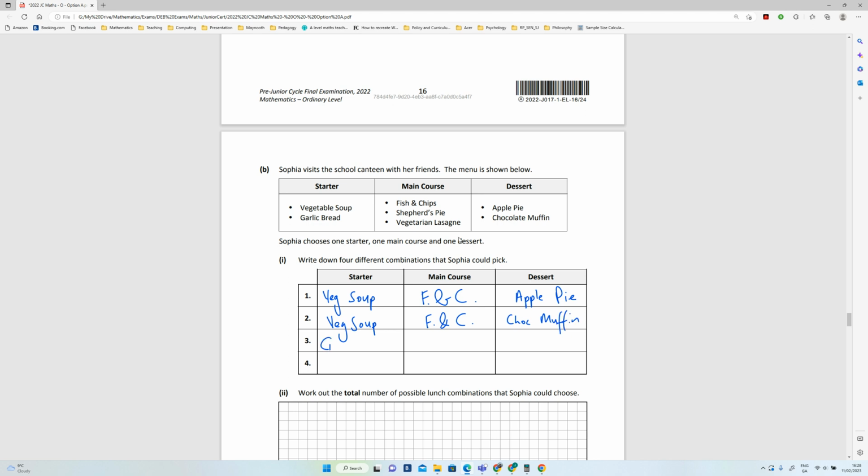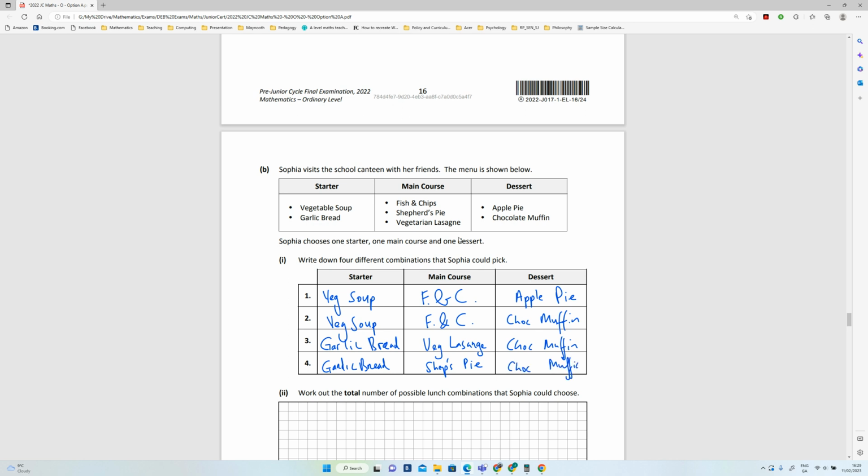I'll go for garlic bread here now this time. Garlic bread. I'll go for vegetable lasagna. You can pick any of them really. I'll go for chocolate muffin. And I'll go for garlic bread again. And I'll go for shepherd's pie this time. Shepherd's pie. And chocolate muffin again.